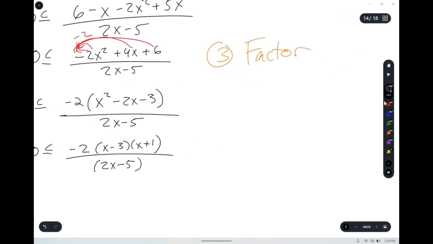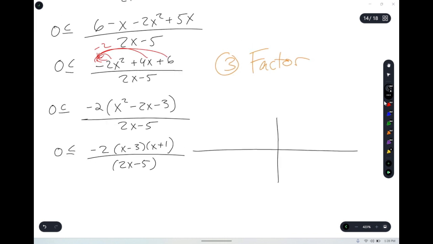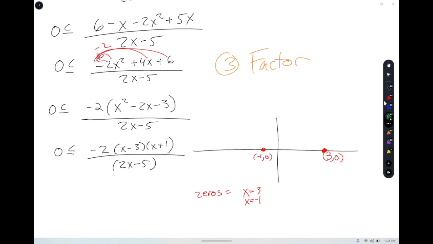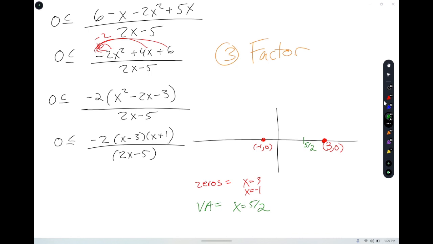And now you just ask yourself, where are your zeros at? Your zeros are at x equals 3 and x equals negative 1, right? 3 comma 0, negative 1 comma 0. What happens at that other spot? 2x minus 5. We got a vertical asymptote at x equals 5 over 2, because that comes from setting the bottom equal to 0. 2x minus 5 equals 0, x equals 5 over 2 if you move all the stuff over.